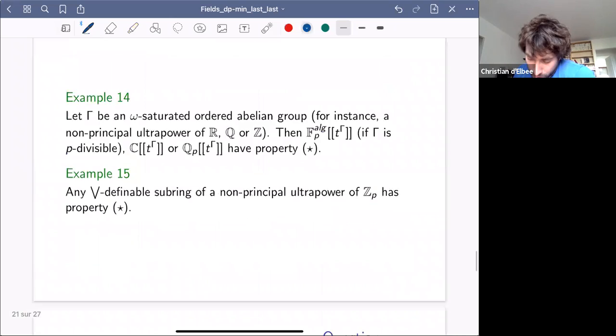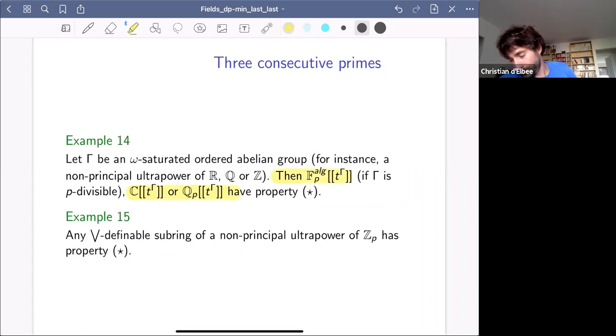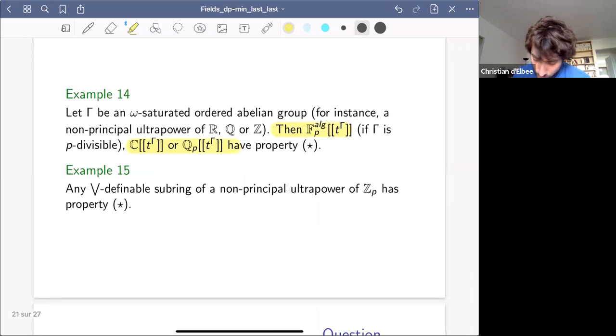And we get more of this kind of phenomenon because in a valued field case, it's also a matter of saturation in the value group, and of course we have this consequence, the analog for Z_p of the result.